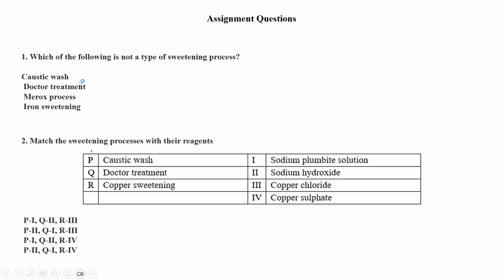Okay. The first one is, which of the following is not a type of sweetening process? Anyone? Anyone? Okay, then let me answer. As we studied, the sweetening procedure is basically a sulfur removal procedure.